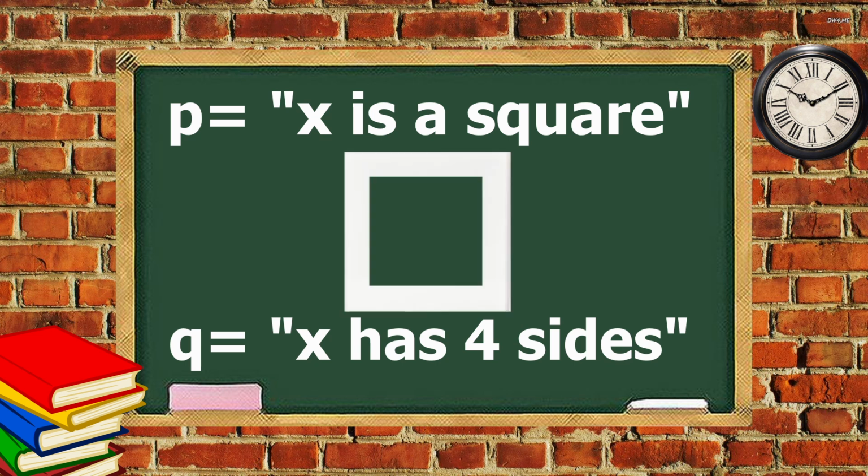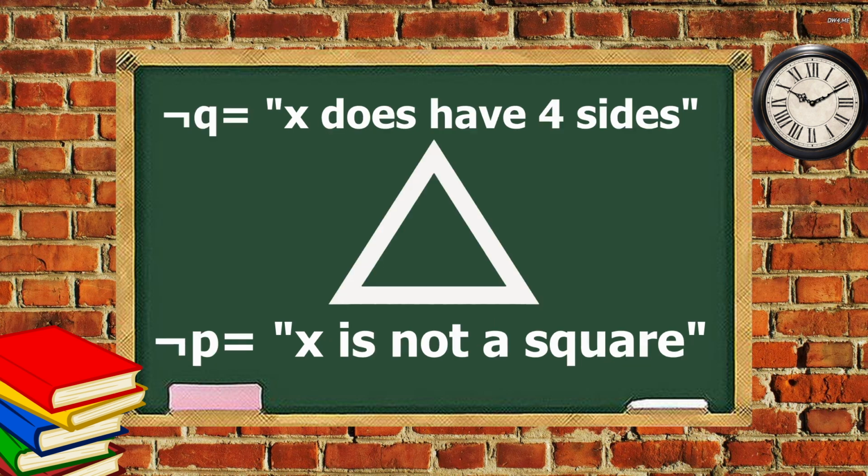In this example, X is a square, is the antecedent, and X has 4 sides, is the consequent. The negation of the consequent is X does not have 4 sides, and the negation of the antecedent is X is not a square. Thus the negation of the consequent implies the negation of the antecedent.